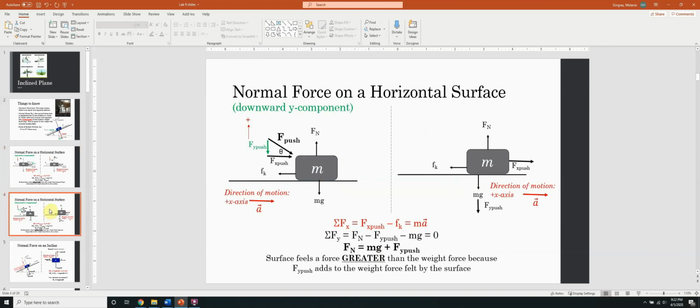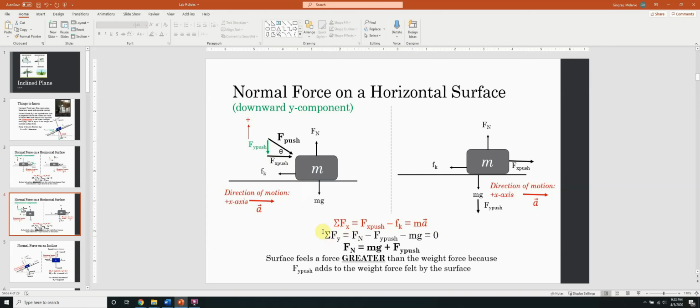Now we're going to do the same thing, horizontal surface, but this time we're going to have a downward y component. So now we have this pushing force and we're pushing down on the mass. So you can see Fy push has a downward component, right? Not upward, it is a downward y component. Okay, so I'm not even going to go through the x direction because it's exactly the same as it was before. The y direction is what we want to focus on here.